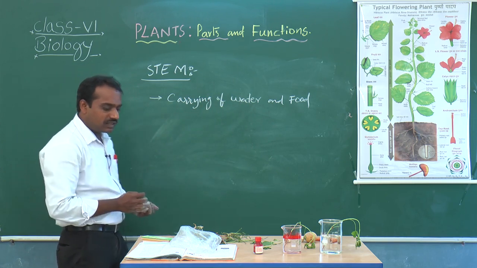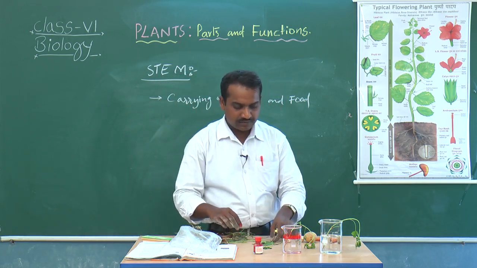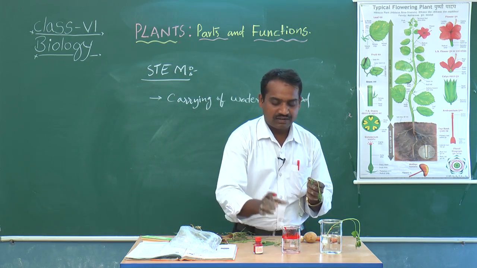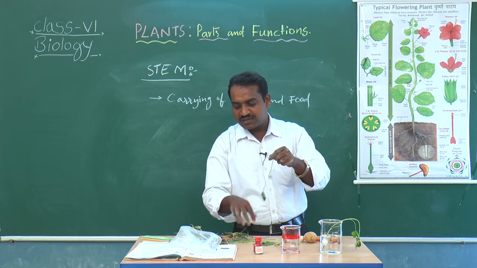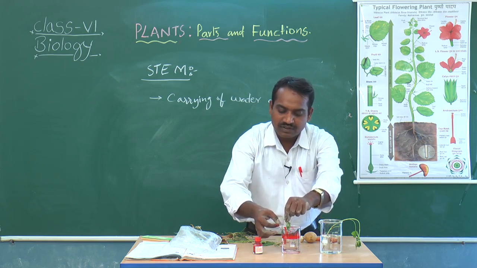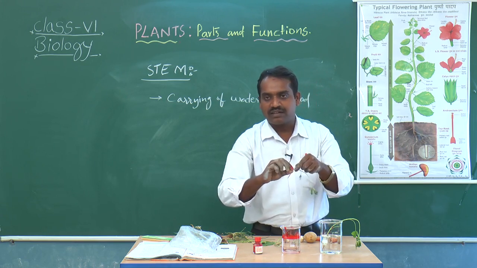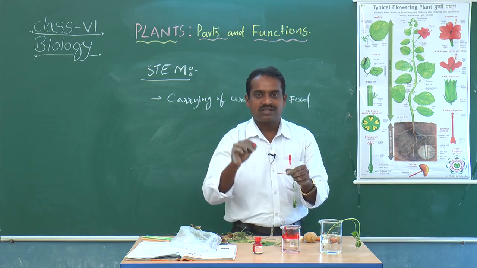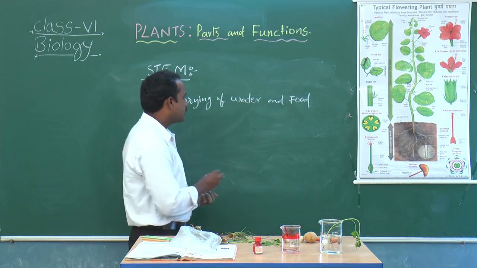For this, let us perform one activity. Take a plant and take water in a beaker, to which add red ink. Remove the root system, then keep this plant in the water for some time. After 2-3 hours, take out this stem, cut it with the help of a blade and observe under the microscope. We can observe red colored spots in the stem. This shows that the stem helps in conduction of water.